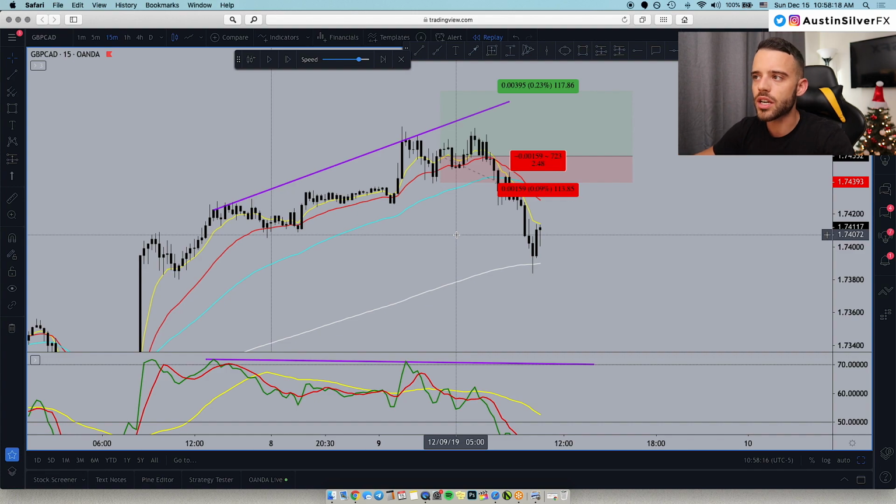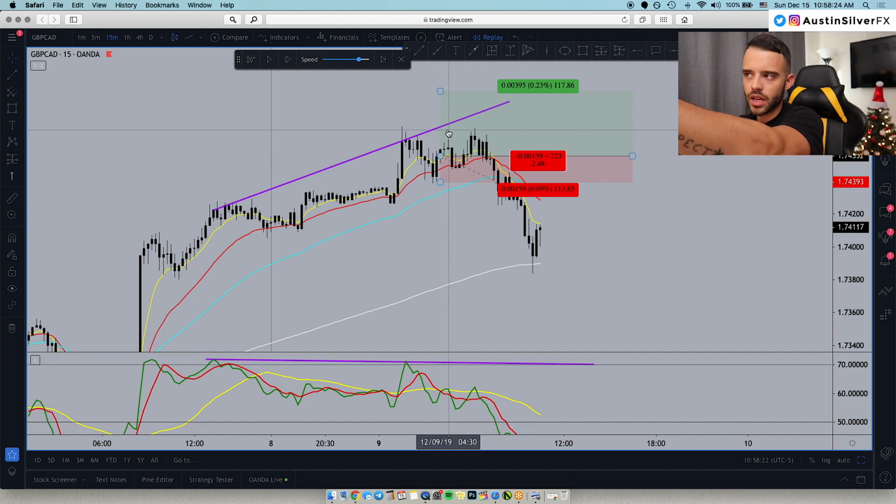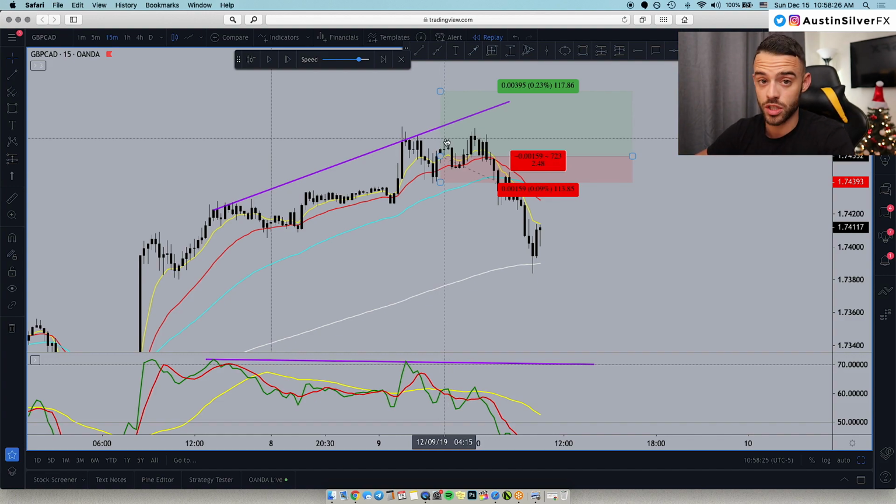So I'm showing you guys here that if he had drawn the divergence, he could have said, you know what, I don't need to take this trade. And instead of going long and losing, he just would have found a better trade setup, which is a win, or not traded at all and not lost, which in my opinion is also a win.